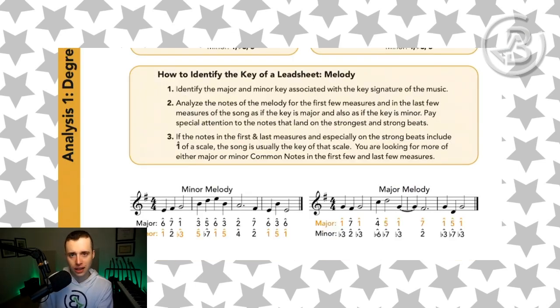So to identify the key of a lead sheet using a melody, number 1, you're going to identify the major and minor key that are connected with the key signature of the music. So is it C major and A minor, or is it G major and E minor? Number 2, you're going to analyze the notes of the melody for the first few measures and in the last few measures of the song as if the key is major, and then also as if the key is minor.